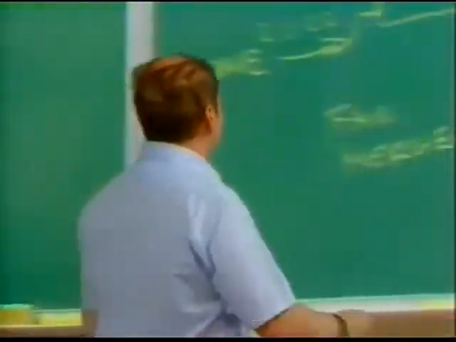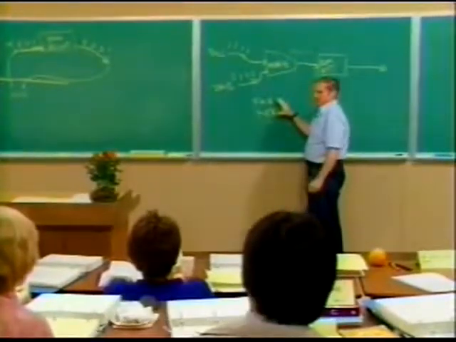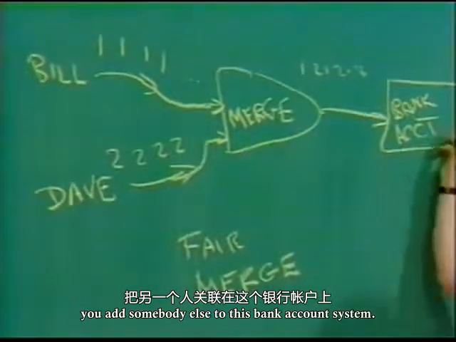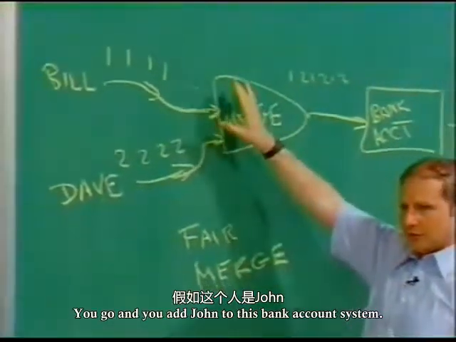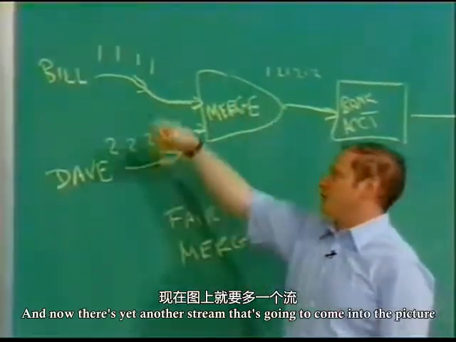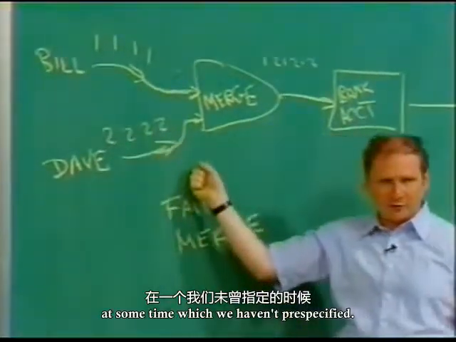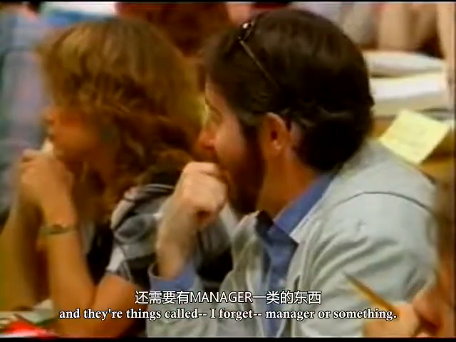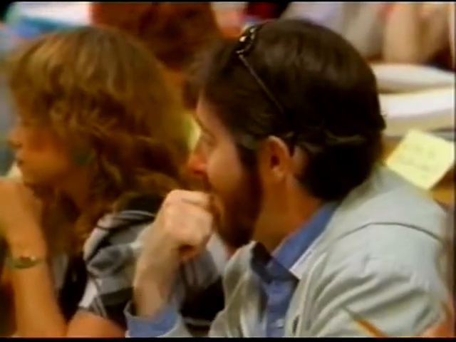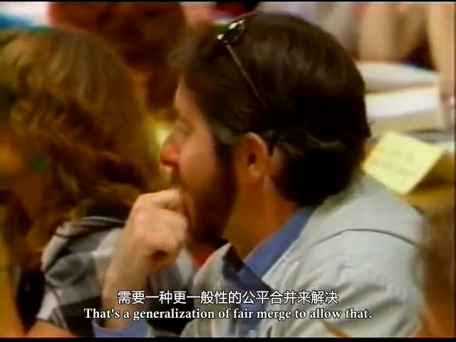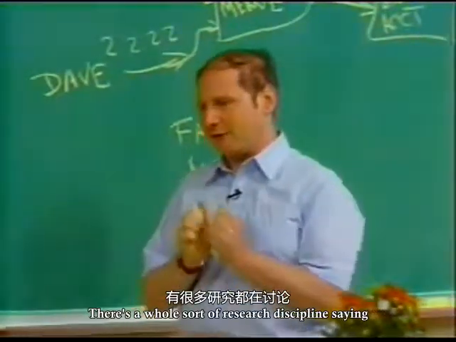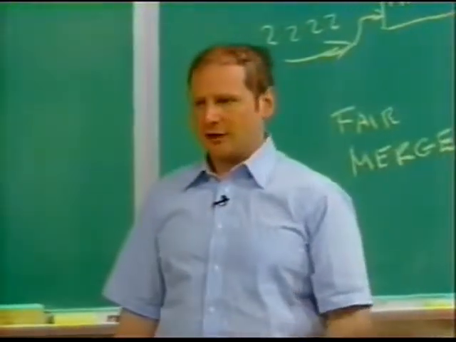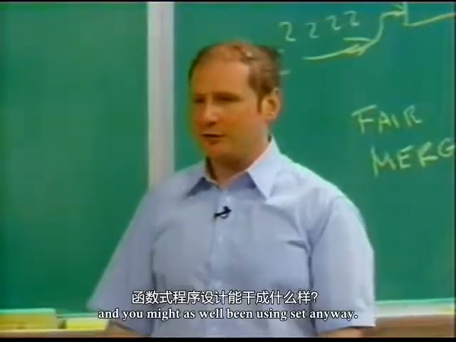Worse yet, there are things that even merge can't do. One thing you might want to do that's even more general is suddenly you add somebody else to this bank account system. You go and you add John to this bank account system. And now there's yet another stream that's going to come into the picture at some time which you haven't pre-specified. So that's something even fair merge can't do, and there are things called, I forget, managers or something. That's a generalization of fair merge to allow that. There's a whole sort of research discipline saying how far can you push this functional perspective by adding more and more mechanism. And then how far does that go before the whole thing breaks down and you might as well have been using set anyway.